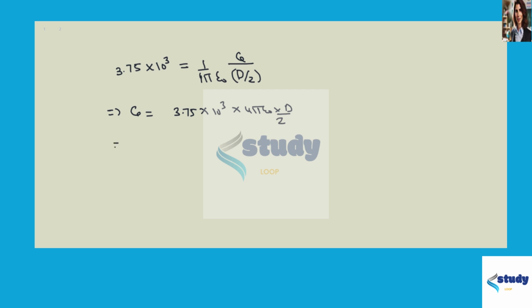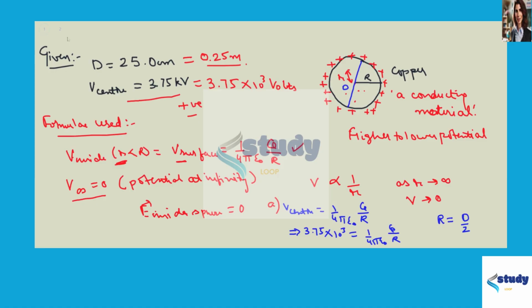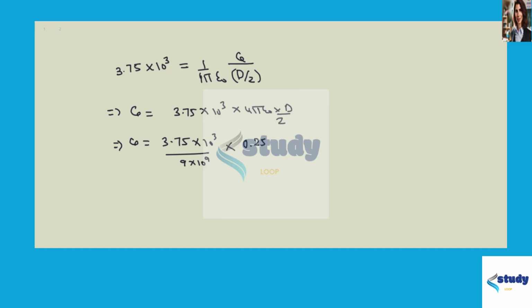So putting this value, let's go to slide 2. We have 3.75 times 10 raised to power 3 volts equals 1 by 4 pi epsilon naught Q over D over 2. So this gives us Q equals 3.75 times 10 raised to power 3 times 4 pi epsilon naught times D by 2. So putting the values of these factors, D and 4 pi epsilon naught, we have Q equals 3.75 times 10 raised to power 3 over 9 times 10 raised to power 9 times D, which is 0.25 meter. So this becomes 0.25 over 2.